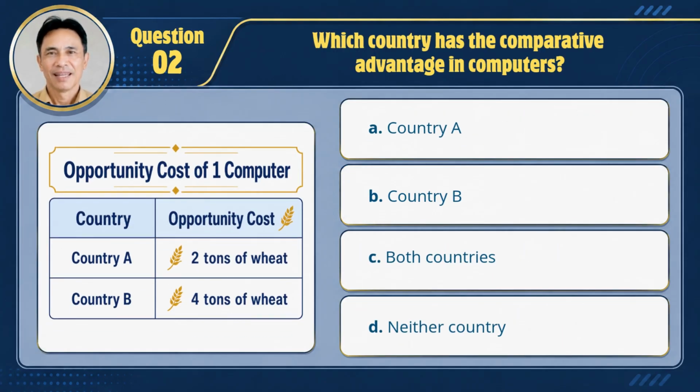Question number 2. The opportunity cost of one computer is 2 tons of wheat in country A and 4 tons of wheat in country B. Which country has the comparative advantage in computers? A. Country A. B. Country B. C. Both countries. D. Neither country.